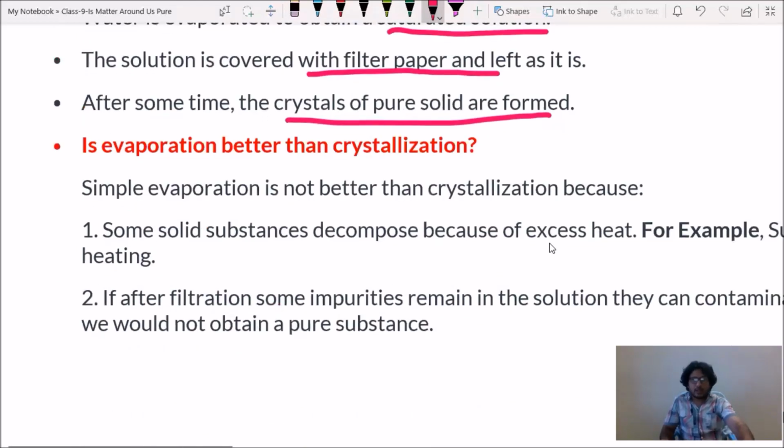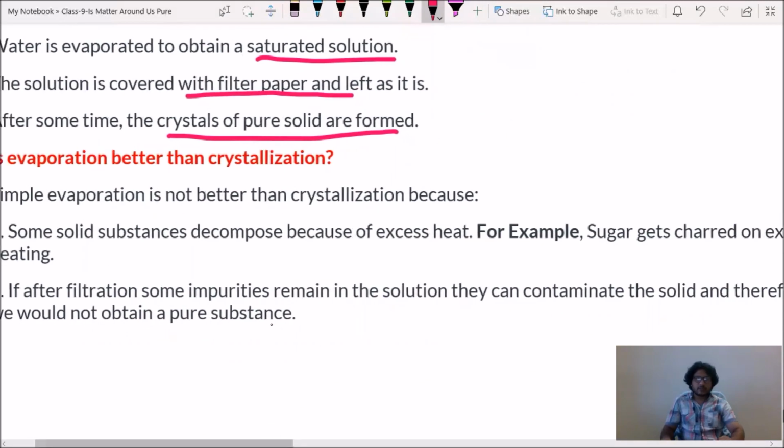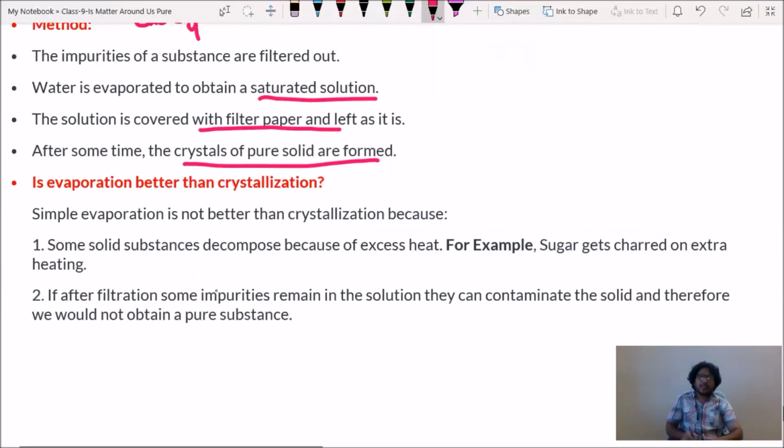Now, the last topic in this video: is evaporation better than crystallization? Simple evaporation is not better than crystallization because some solid substances decompose due to excess heat. So we should not always heat the substance. You see, sugar gets charred on extra heating. If you heat the substance, it is not always possible to get the solid back, so we should not always go with evaporation.